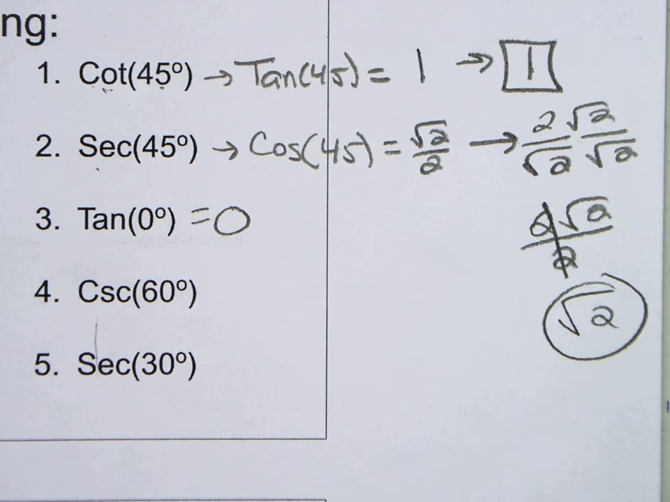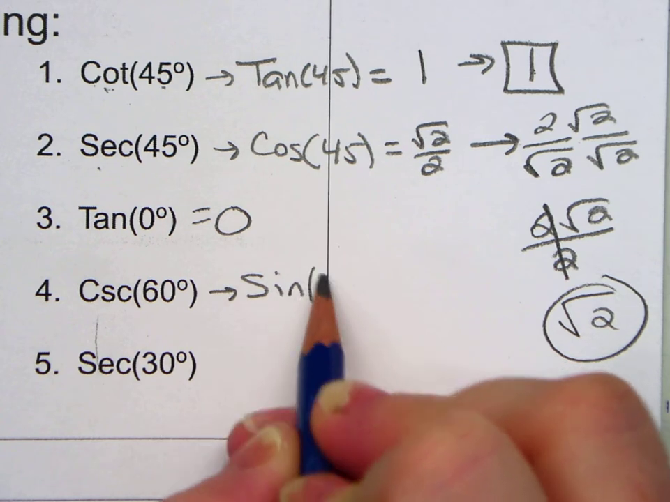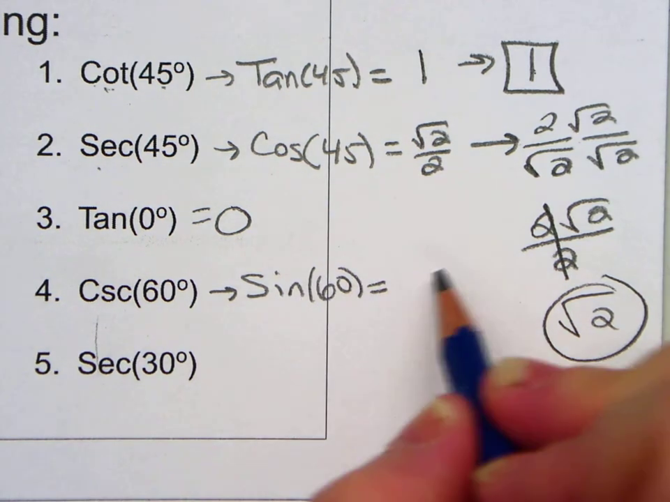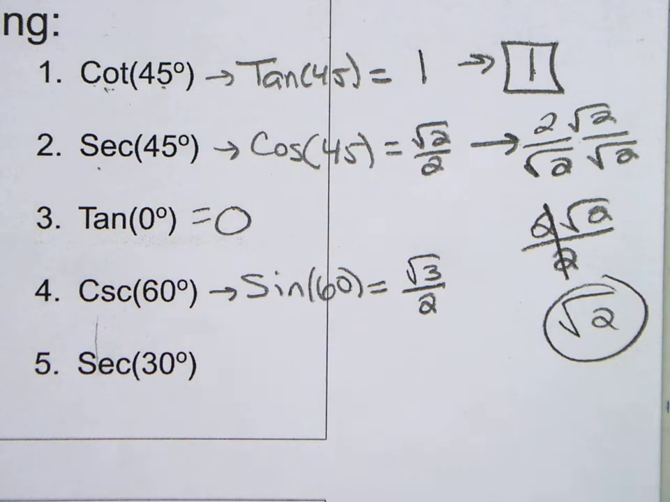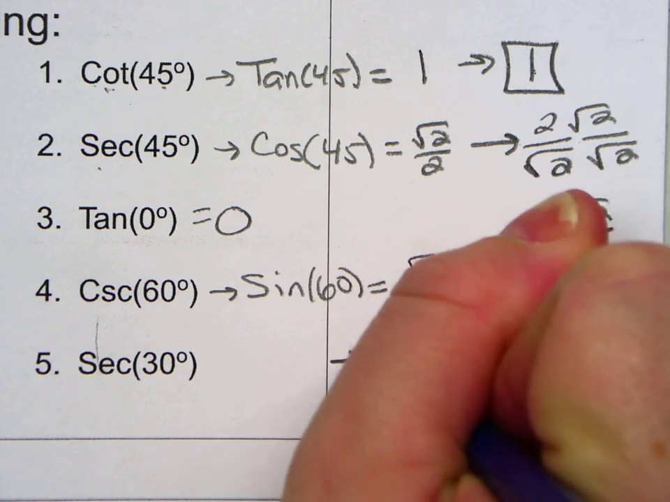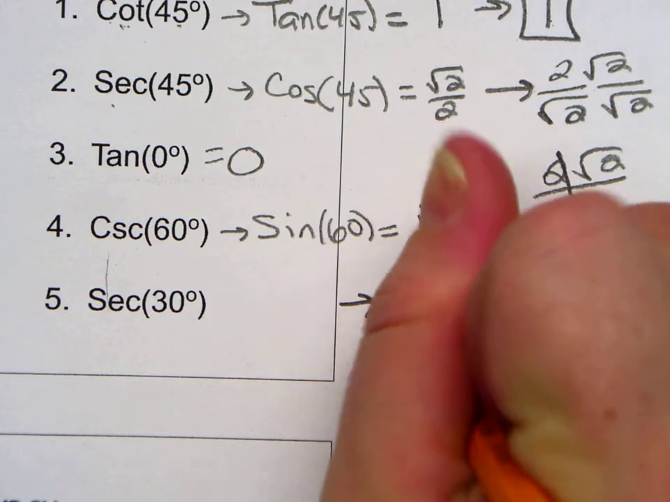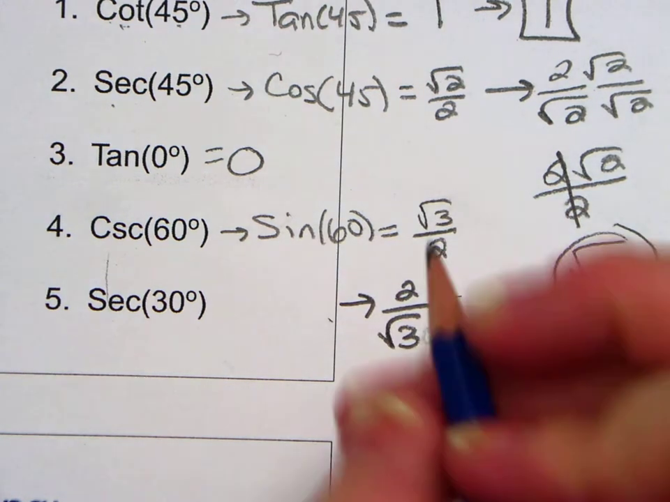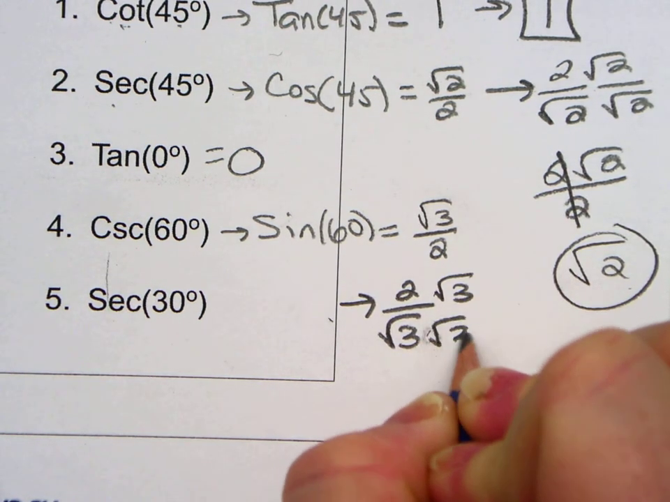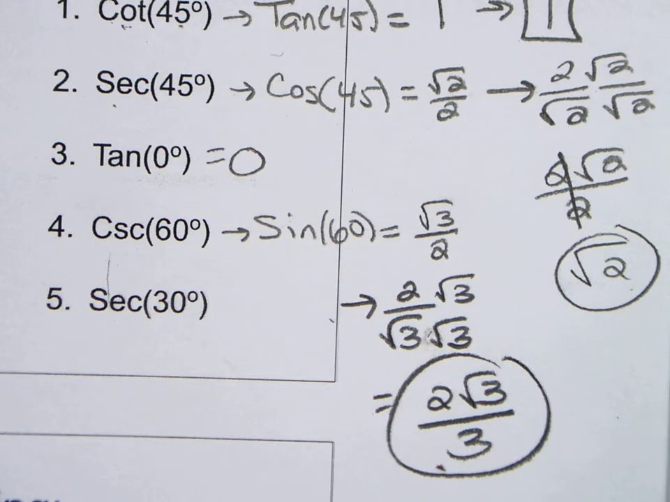All right, cosecant of 60. What's the reciprocal of cosecant? Sine. Sine of 60 is radical 3 over 2. And again, we're going to flip it. 2 over radical 3. Why did I put 30? I don't know. I do ridiculous things sometimes. I'm thinking 30 degrees. I was looking at the number 5. All right, rationalize. Radical 3, radical 3, 2 radical 3 over 3. So yeah, these take some work, right?